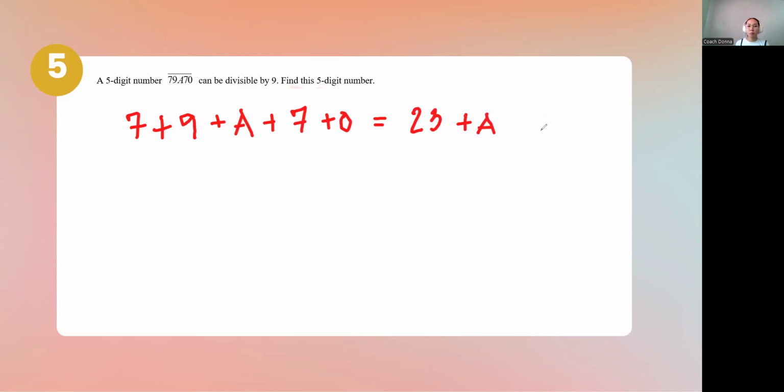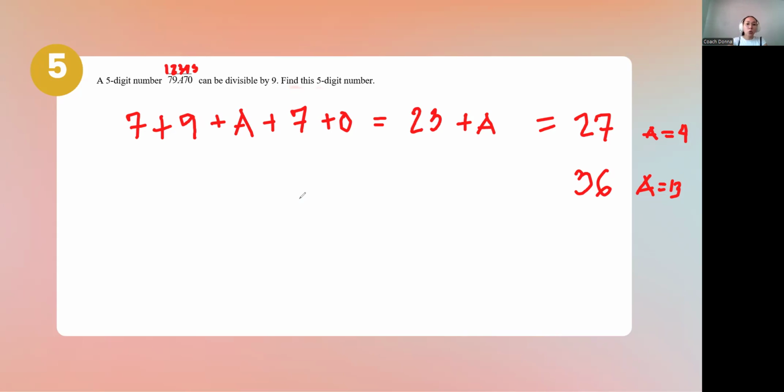The closest number that we could have that is divisible by 9 is 27, right? We could also have 9, 18, 27, 36. Let's check. If 23 plus A equals 27, A must be equal to 4. If 23 plus A equals 36, that's already A equals 13. A is a one-digit number because it says that it's only a five-digit number. Okay? So it must only be one digit, and the only possible value is when A is equal to 4.